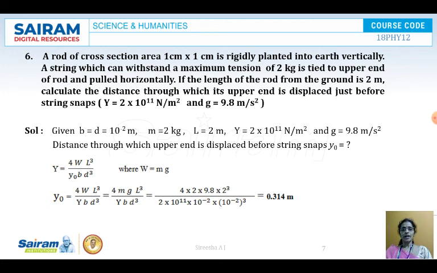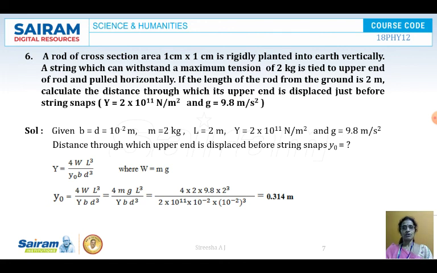So the distance through which the upper end is displaced before the string snaps. That means you have to calculate the y naught. What is the extension produced? It is nothing but y naught. This is similar to the equation of a single cantilever. Y is equal to 4w cube by y naught b d cube, because one part is fixed and the tension is given to the upper part, so it is nothing but a single cantilever. So we are determining the Young's modulus.